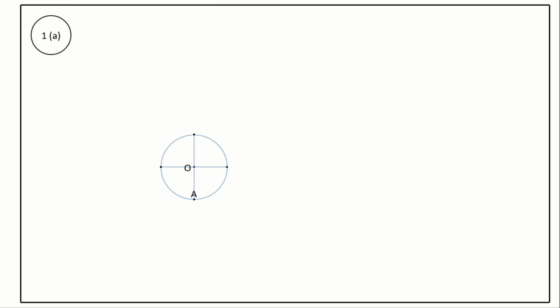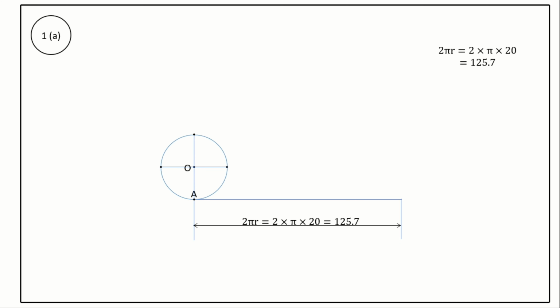We know the length of the circumference of a circle of diameter 40 mm is 2 pi r. 2 pi r equal to 2 into pi into 20 equal to 125.7 mm. Therefore, from the point A, draw a horizontal line of length 125.7 mm.